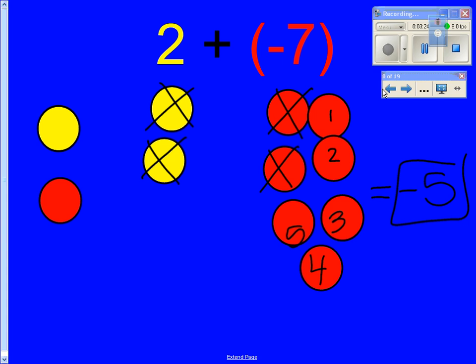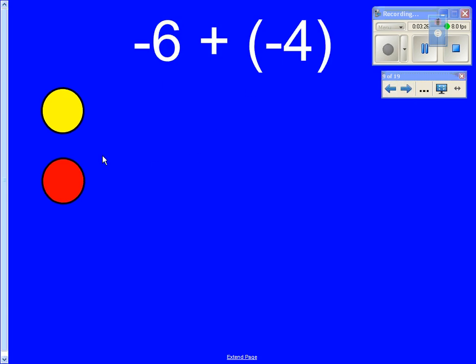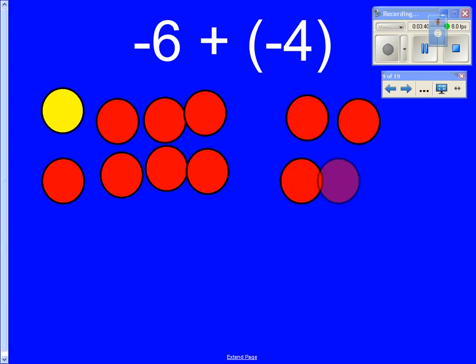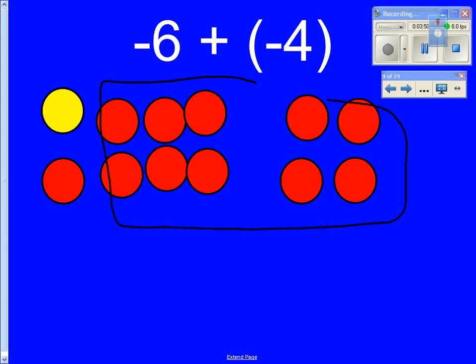Okay, our next problem is -6 plus -4. So 1, 2, 3, 4, 5, 6 negative, and then 1, 2, 3, 4. Do we have any 0 pairs here? No, because there are no yellows. So we're just going to add these all together because they are the same and count them all, and our answer will be -10. -6 plus -4 is -10.